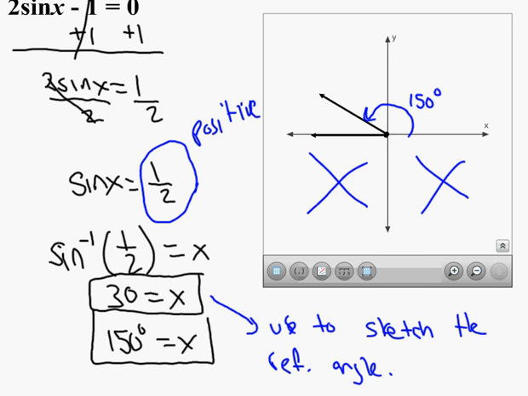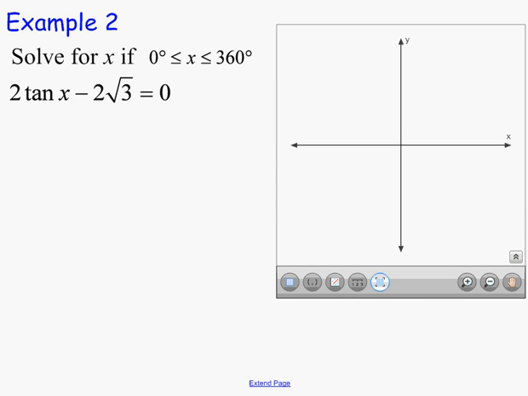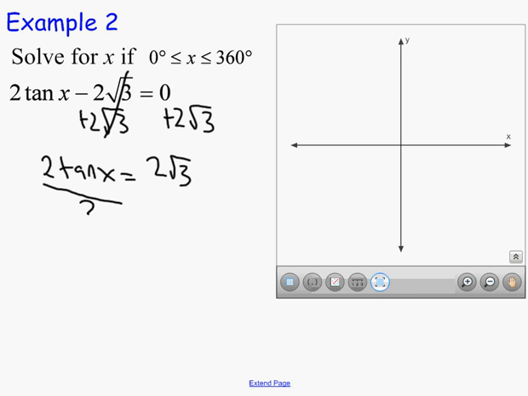Alright? Let's try another one. Solve for x, if x is greater than or equal to 0 but less than 360 degrees. So let's go ahead and isolate the variable. Plus 2 radical 3, plus 2 radical 3. We get 2 tan x equals 2 radical 3. Divide both sides by 2. The 2's cancel out, and I get tan of x equals radical 3.